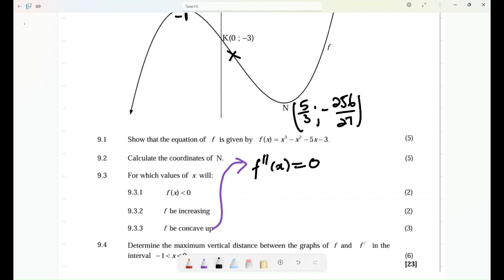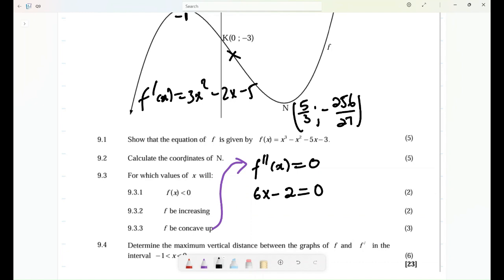I know I've already derived it. Remember, f prime x is equal to 3x squared minus 2x minus 5. So when I double derive that, it's going to be 6x minus 2, which is equal to 0. Let me see. All right.